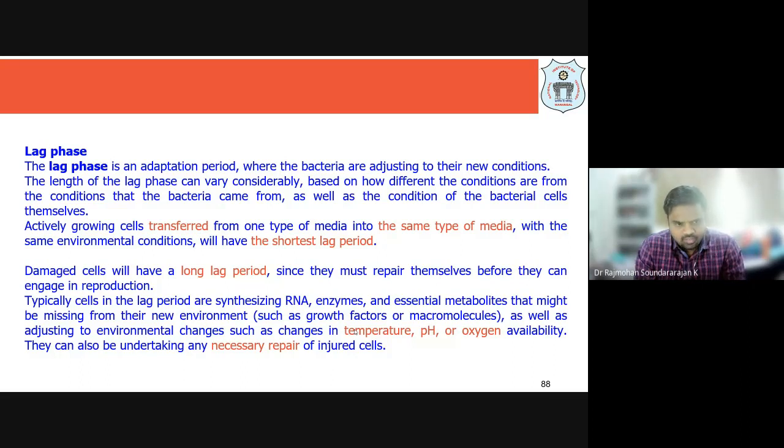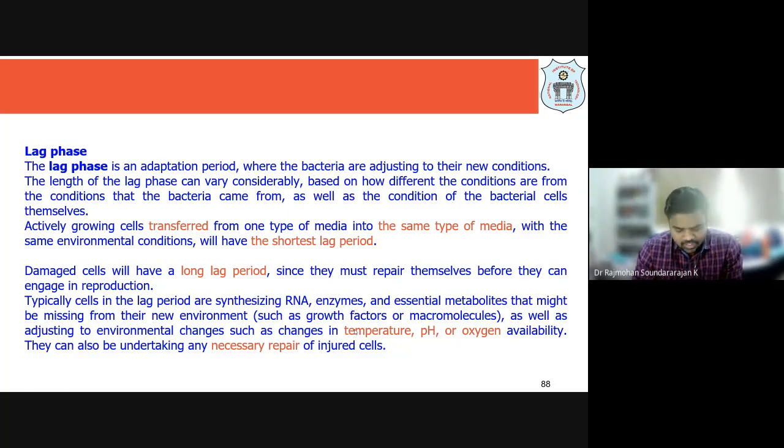So if you have actively growing cells, when you transfer them from one type of media into the same type of media with the same environmental conditions, they are going to have a very short lag period. Okay, so that is the important thing. I told you, when you purchase any microorganism, they also provide you the nutrient medium in which it is grown. So when in your lab you grow it in a similar medium, that microorganism will quickly grow. So there will be less lag period.